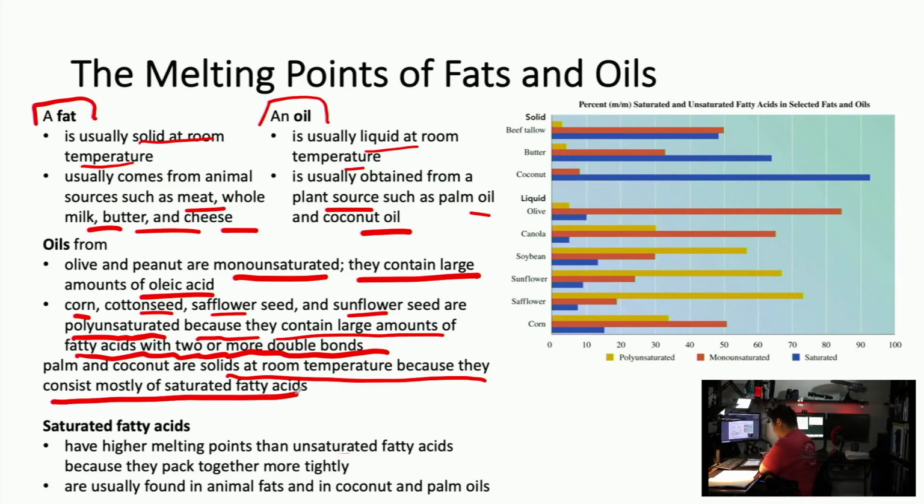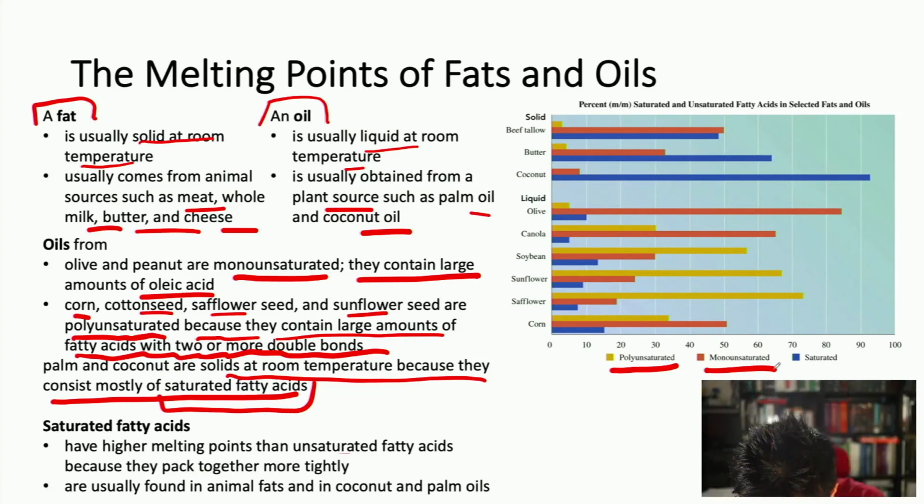So basically what we were saying before, saturated fats, solid at room temperature. Unsaturated fats, liquid at room temperature, right? And this little chart here, the yellow is the unsaturated, polyunsaturated fat. The orange is the monounsaturated fat, and then the blue is the saturated fat, right? And it actually shows you these concentrations of each, like the proportions.